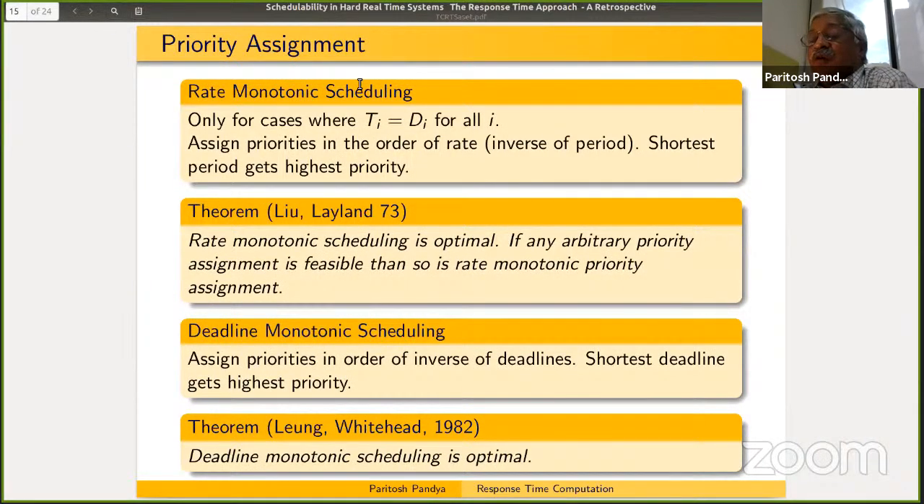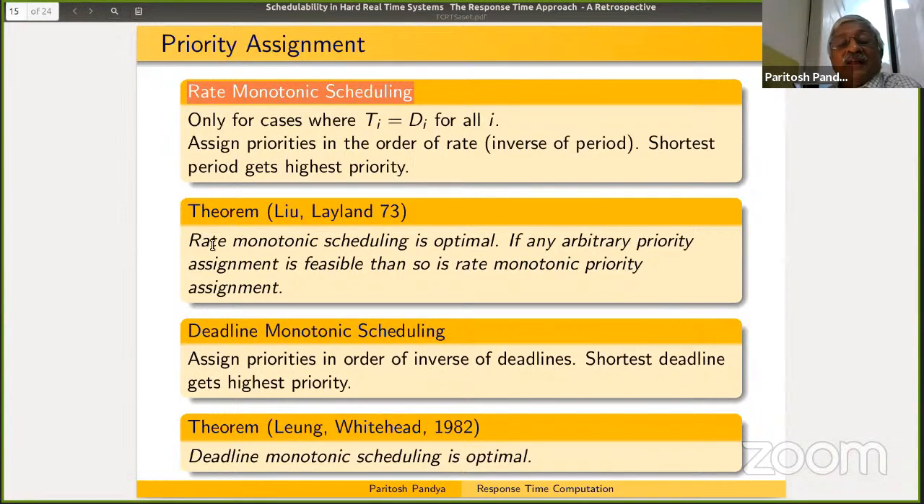Next, what they said was, we will give you some way of assigning priorities to the tasks. Of course, the aim of assigning priorities to the tasks was that they will meet all the deadlines. They didn't really satisfy that, but they still prescribed some way of assigning priorities. The first method was what was called rate monotonic priority assignment or rate monotonic scheduling. It works only for the case where the deadline is the same as the period. That is, you say that before the next invocation of the task, I should finish my computation time. This is the liberal assumption they made. Under that, they said that you should assign priorities in the order of the rates of the tasks, that is, the inverse of the periods. So a task with the shortest period gets the highest priority. The most frequently recurring task gets the highest priority, and the task with the longest period gets the least priority.